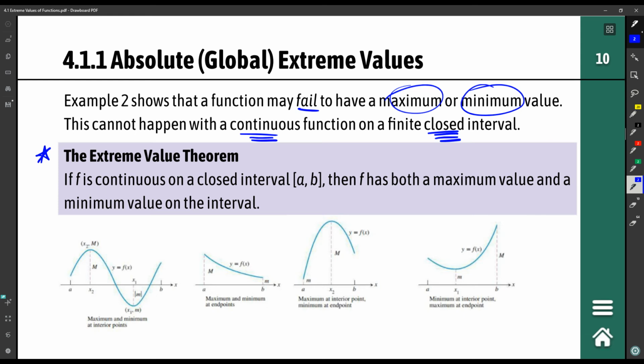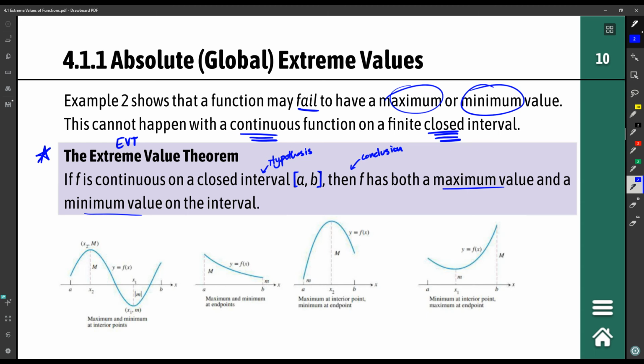If f is a continuous function on a closed interval [a, b], this is known as the hypothesis of the theorem, then f has both a maximum value and a minimum value on the interval. This is known as the conclusion. So here's what we want to know about the Extreme Value Theorem, also called the EVT. If you've got a function that's continuous on a closed interval, meaning the endpoints are included, then you are guaranteed to have both a maximum value and a minimum value on that interval.